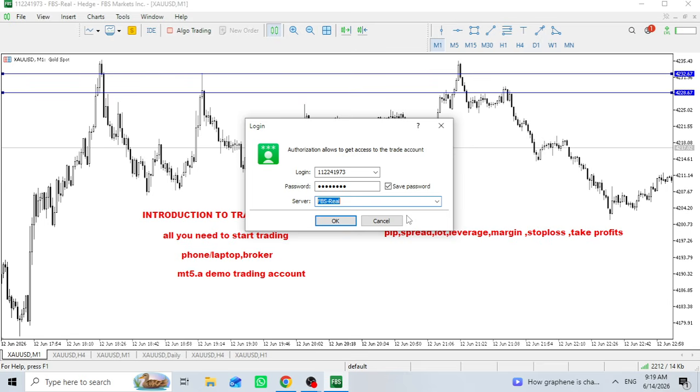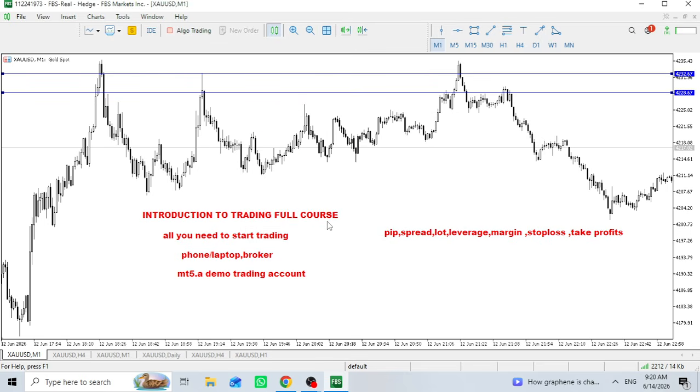MetaTrader is easier than TradingView. That's why I usually use MetaTrader. So you click OK. If it's demo, you put demo. If it's real, you put that. Now, in MetaTrader, you will see up here a tab for time frames and a tab for tools.